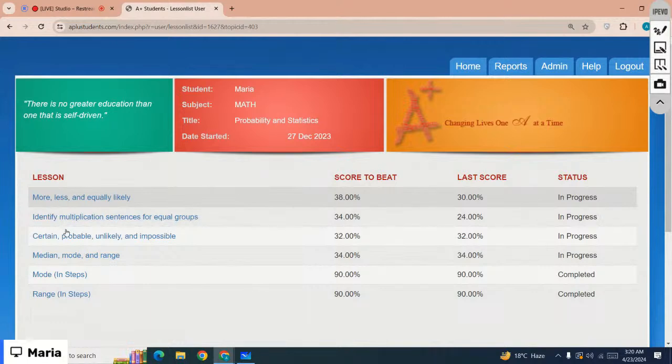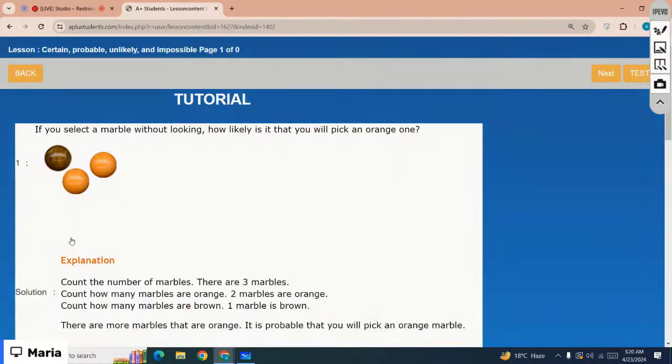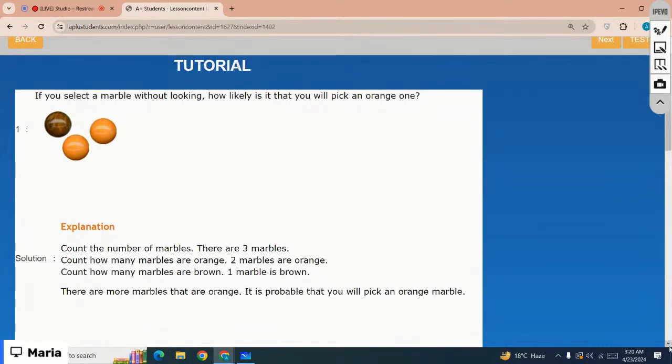The next one is certain, probable, unlikely, and impossible. Okay, if you select a marble without looking, how likely is it that you will pick an orange one, right? So you have a total of three marbles. Two of them are orange and one of them is brown. So you have more orange marbles than brown. So that means it is probable that you will pick an orange marble, right? The correct option is probable.